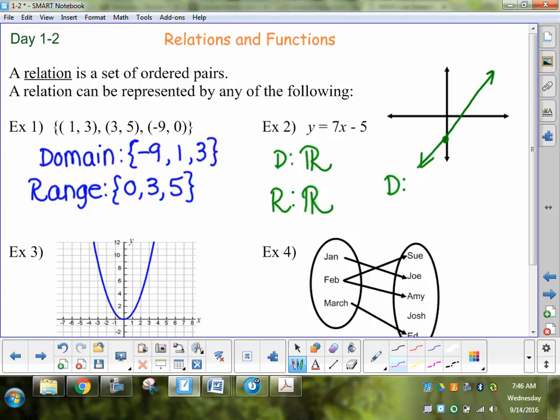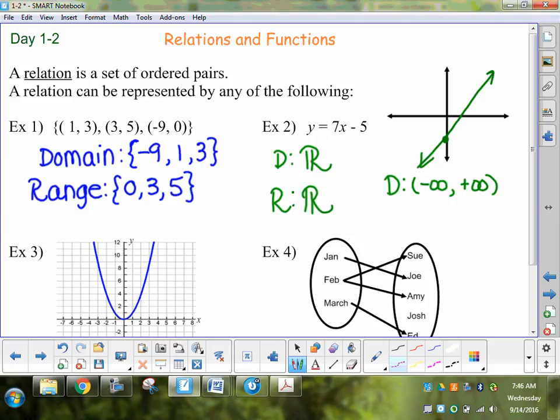So since every number works in the domain, as I go out to negative infinity, I'm always going to be plotting something, so my domain is negative infinity. As I go out to the right-hand side, it goes on forever, so positive infinity. Every number is used or encompassed in that interval. It goes lower bound, comma, upper bound.